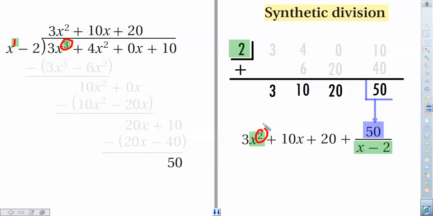And here's the beauty part about synthetic division: because we put it in standard form, if we had this written as the 3rd degree, the 2nd degree, the 1st degree, and the 0 degree, writing it in descending order, now we're down to 2, 1, 0. So x to the 2nd, x to the 1st, and x to the 0 power. And then that remainder takes care of itself.